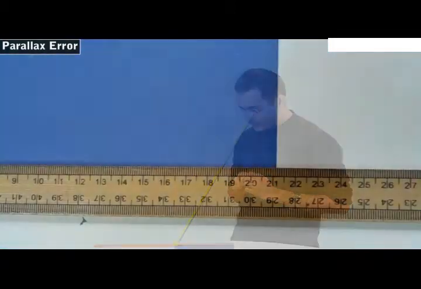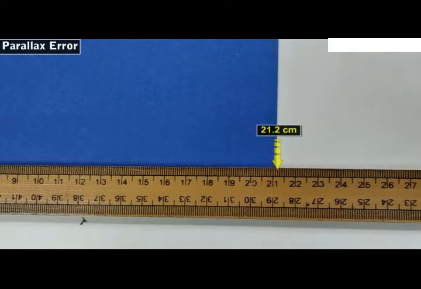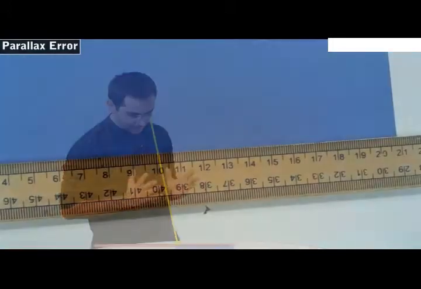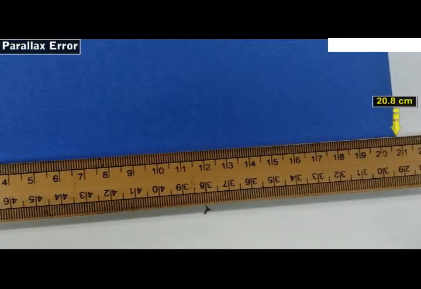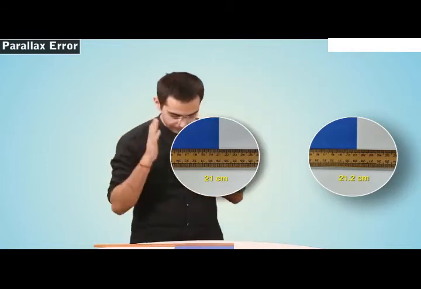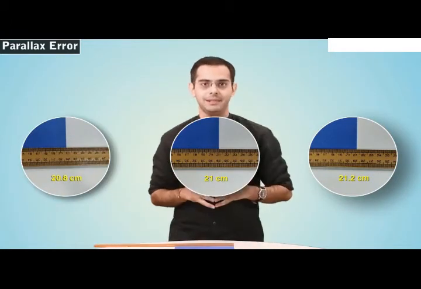I'm going to first move to this side, and now I'm going to note down the reading. As you can see here, the reading comes out to be 21.2 centimeters. Initially we had 21 centimeters, and while looking from this angle, I get a reading of 21.2 centimeters. Now let us see what happens to the reading if I look from this angle. While viewing this measuring scale from this angle, my reading is approximately 20.8 centimeters. So we had 21 centimeters with the direct line of sight, from this angle we had 21.2 centimeters, and from this angle I am having 20.8 centimeters.